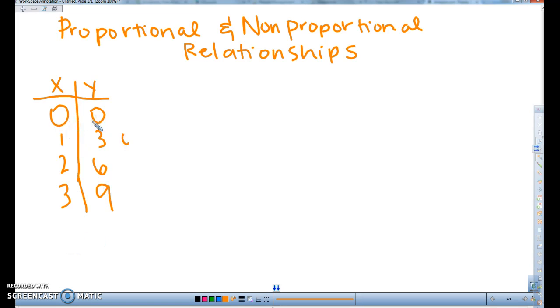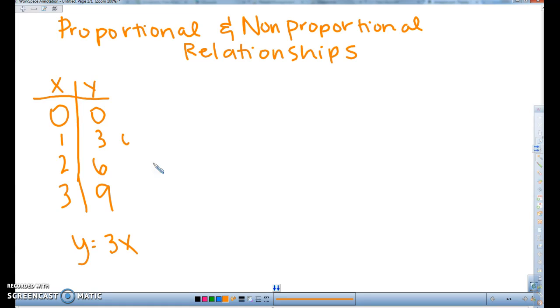Well, 0 to 0 doesn't tell me much. I could have done nothing. But 1 to 3, maybe I added 2. From 2 to 6, I did not add 2. That would be add 4. So let's come up with a new rule. What do you think this rule might be? Good, you're multiplying by 3. So we could write that as y equals 3x.